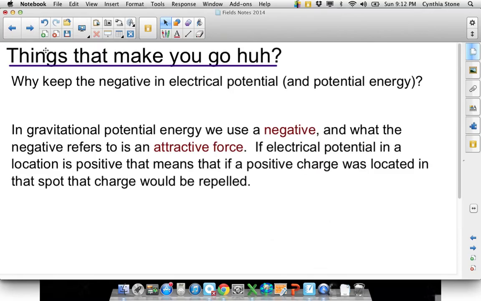Things that make you go, huh? Why keep the negative? I hope I covered this, but we keep the negative because negative means that you have an attraction, an attractive force, and a positive means that there's a repulsion. Okay, and that's all it means. It doesn't really mean anything that you can picture. It just means is there attraction or repulsion.